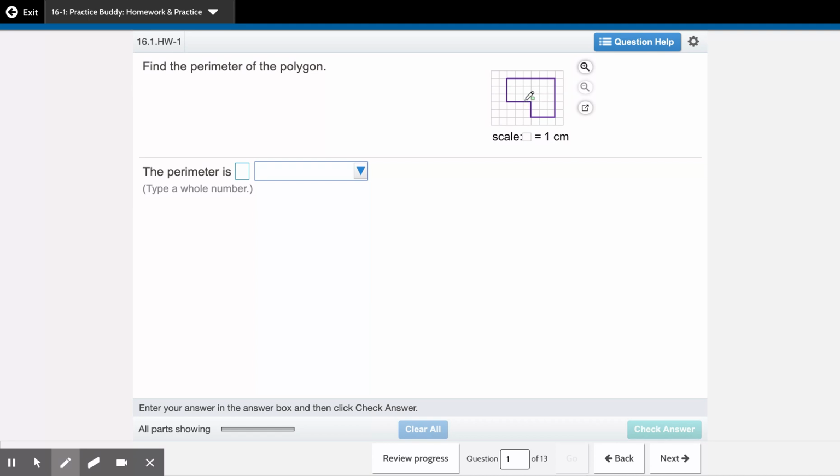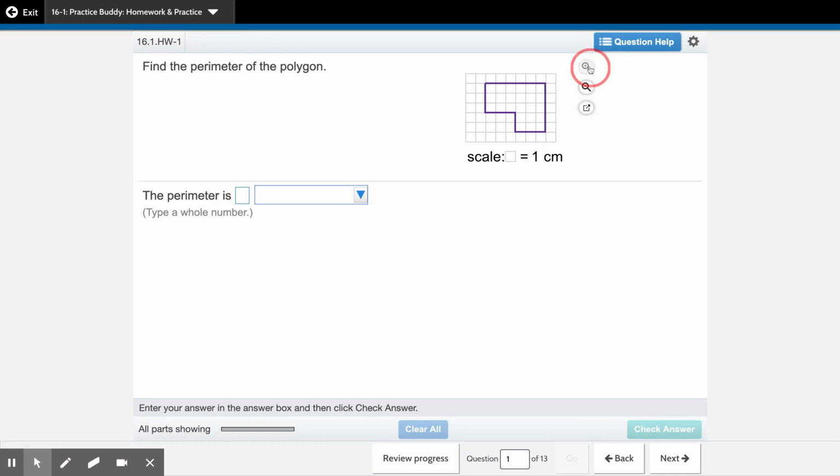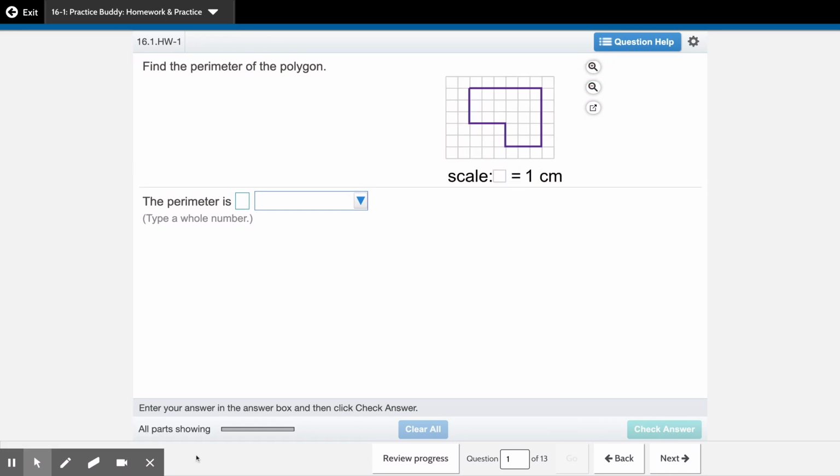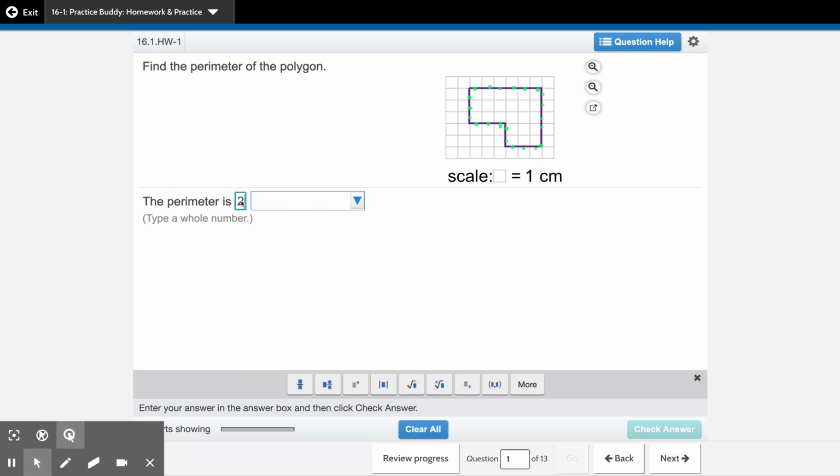I like to mark off or touch, or if you need to, I would even press this button to make that shape a little bigger. That will make it easier to see. So I'm going to start counting 1, 2, 3. On these turns, you have to count both sides. So 3, 4, 5, 6, 7, 8, 9, 10, 11, 12, 13, 14, 15, 16, 17, 18, 19, 20, 21, 22. So the perimeter of this shape would be 22.